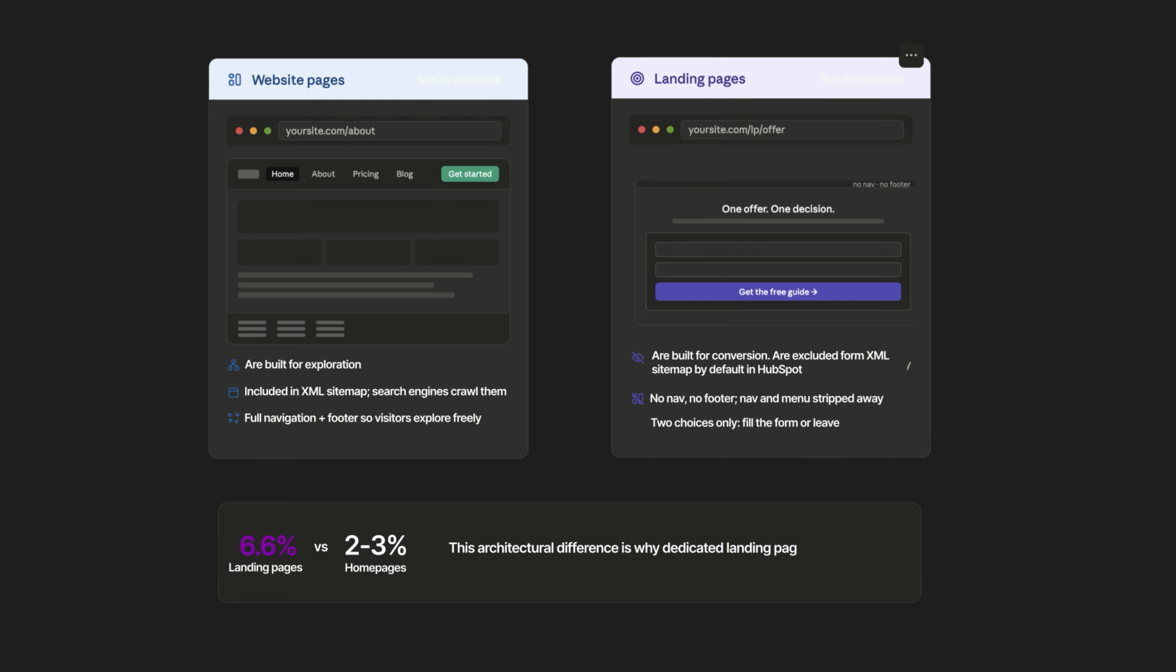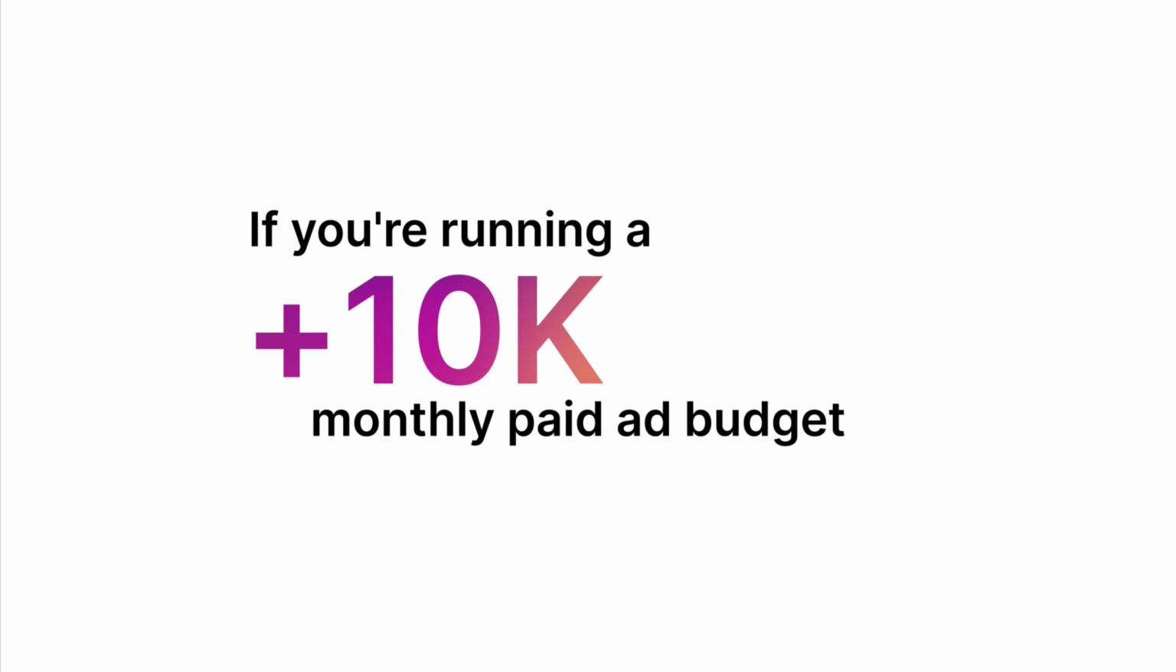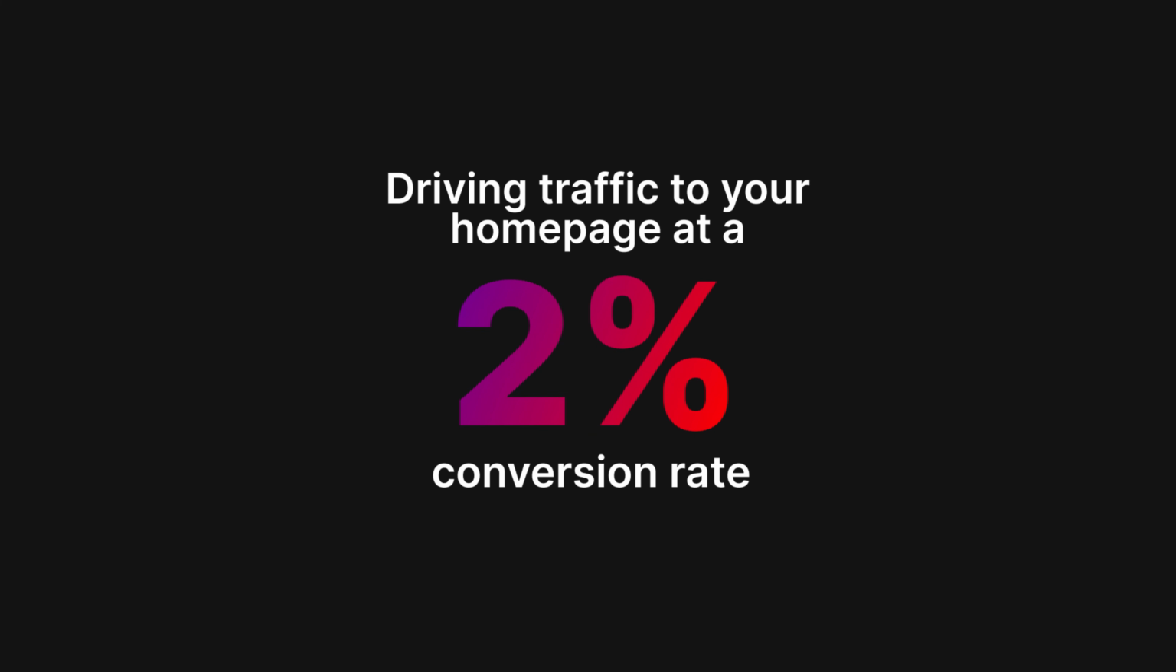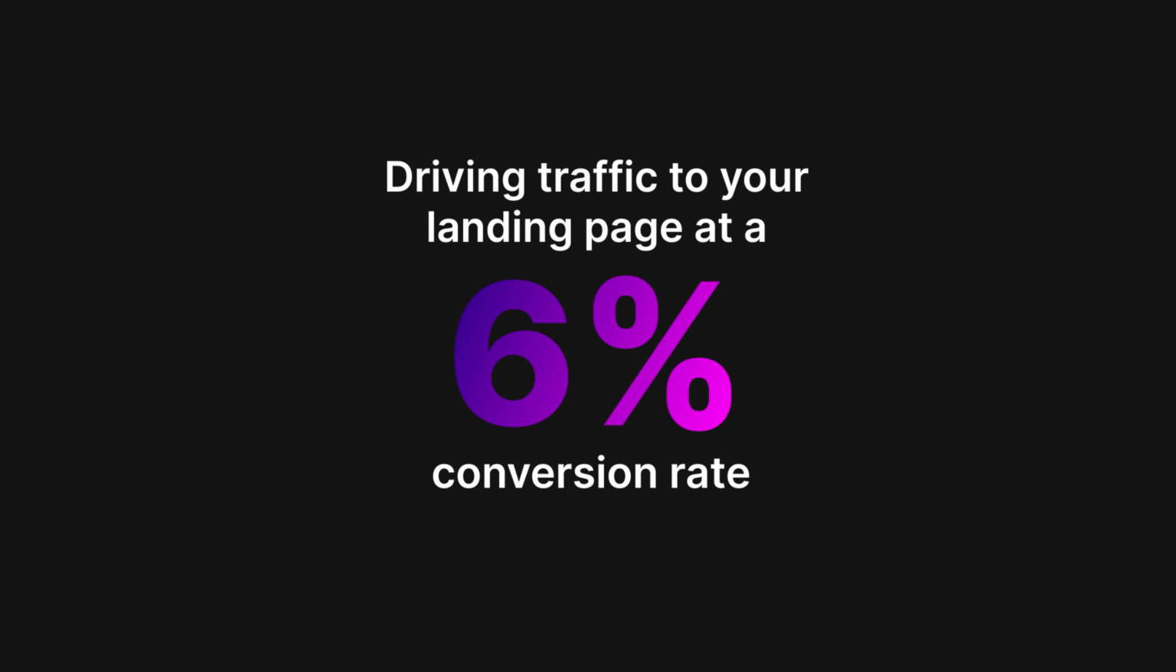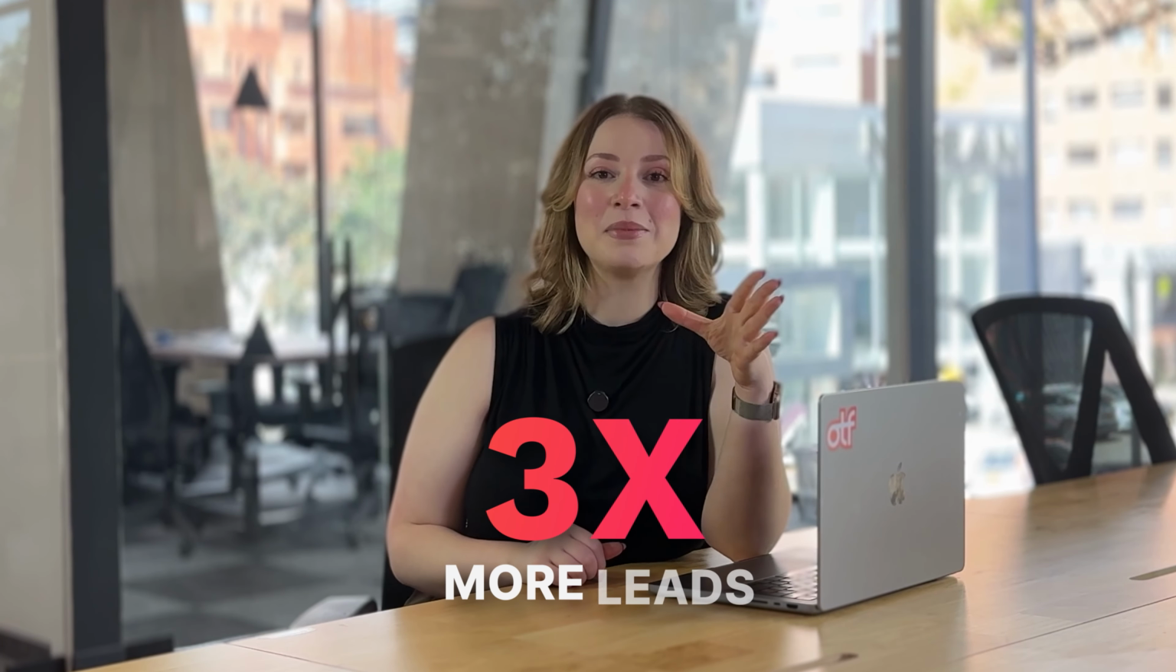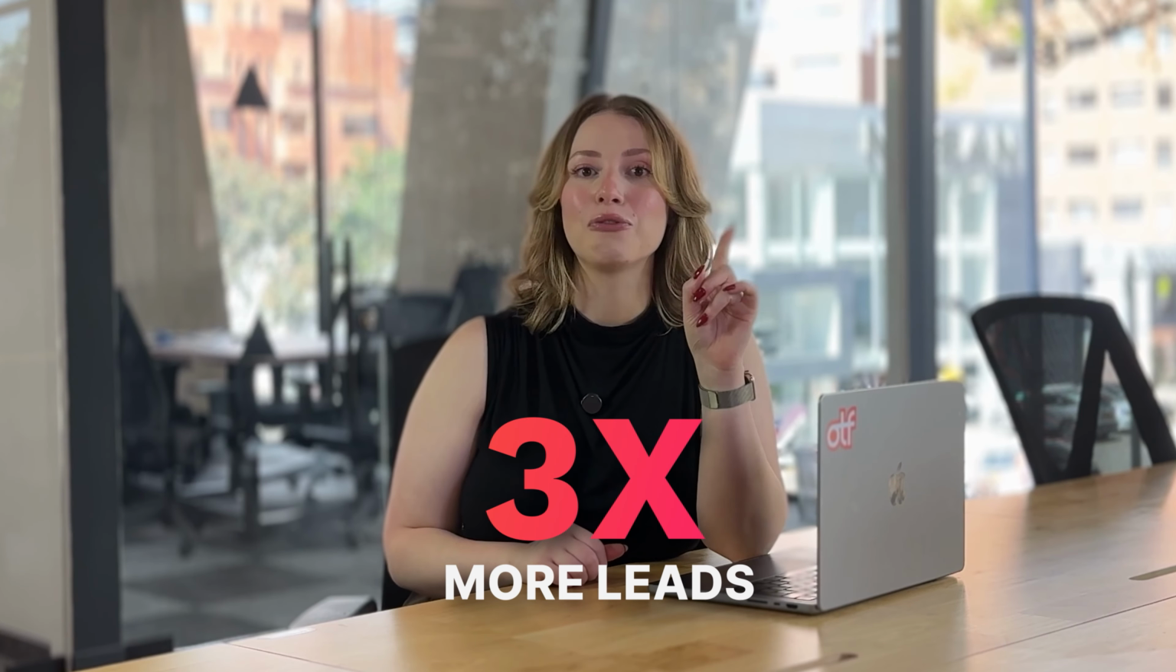That single architecture difference is why landing pages pull around 6.6% conversion rates, while home pages struggle between 2 to 3% conversions. Let's do some quick math, because this is where it really lands. If you're running a 10K monthly ad budget, driving traffic to your homepage at a 2% conversion rate, that's 200 leads. Swap that homepage for a landing page with a 6.6% conversion rate, same budget, same traffic. Now you have 660 leads, which is over 3 times the amount of leads you originally had from that budget.